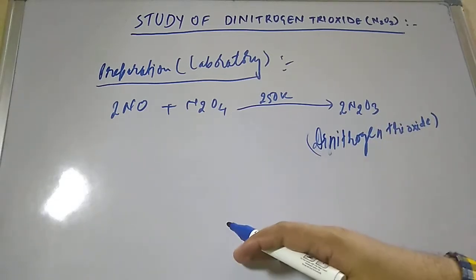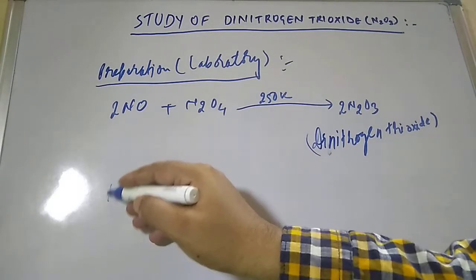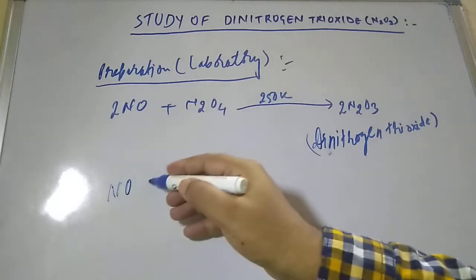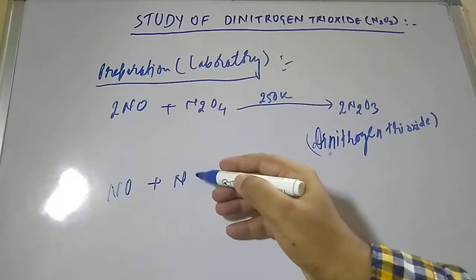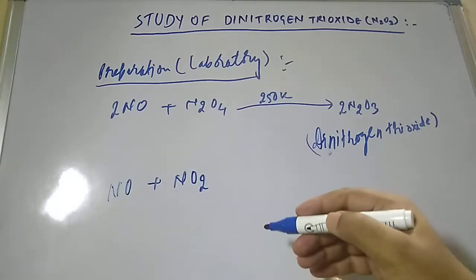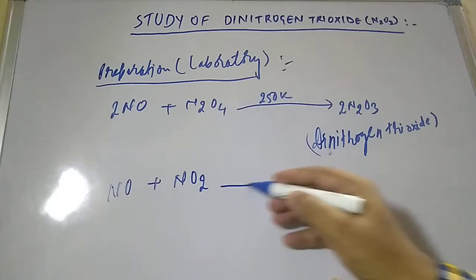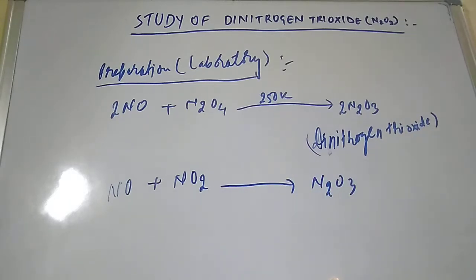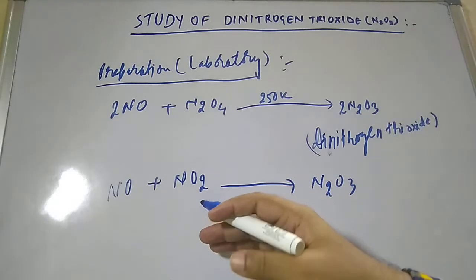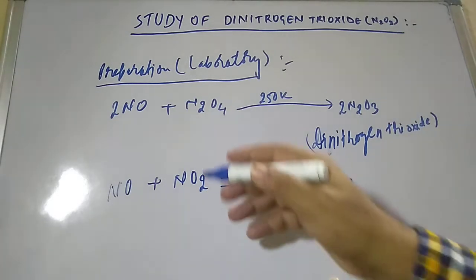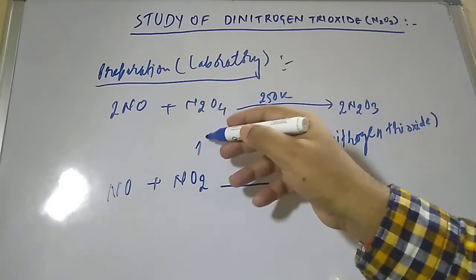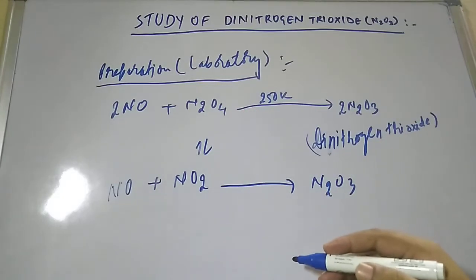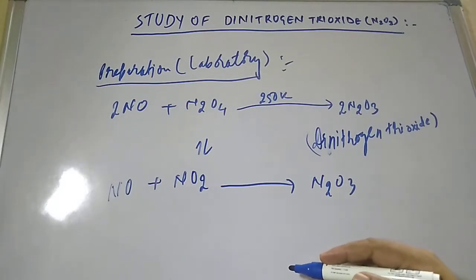What are the other methods of preparation? Another method is nitric oxide, if you treat it with NO2, nitrogen dioxide, it will also give N2O3. Whether you treat with nitrogen tetroxide or nitrogen dioxide, both are the same, because it exists in the form of a dimer. So both are the same, only the phases are different.